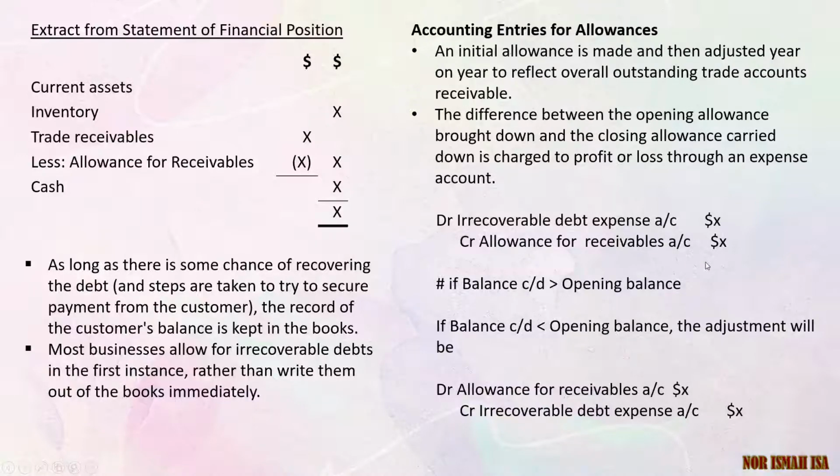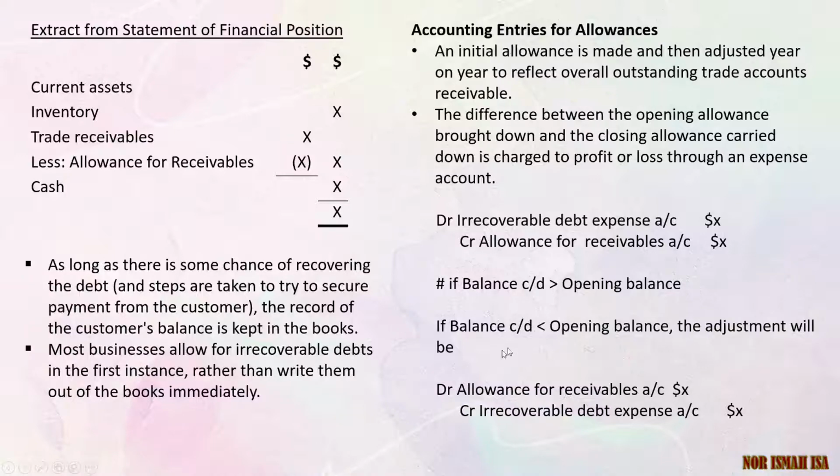But if the company already has a balance for allowance for receivable at the end of the accounting year, the business makes another estimation for the year, and the difference between the opening balance and the closing balance, or the balance carried down, we will make adjustments based on this difference. Say the balance carried down, which is the estimate at the end of the year, is more than the opening balance, so the company will debit irrecoverable debt expenses and credit allowance for receivable.